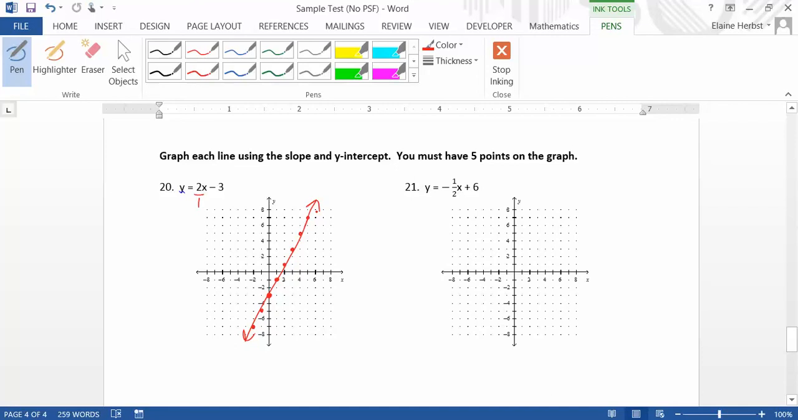I want you to pause the video and try 21 and then check with my answer. Hopefully your line looks like mine in number 21. Remember that it is negative slope, so we should be going the other direction from number 20.